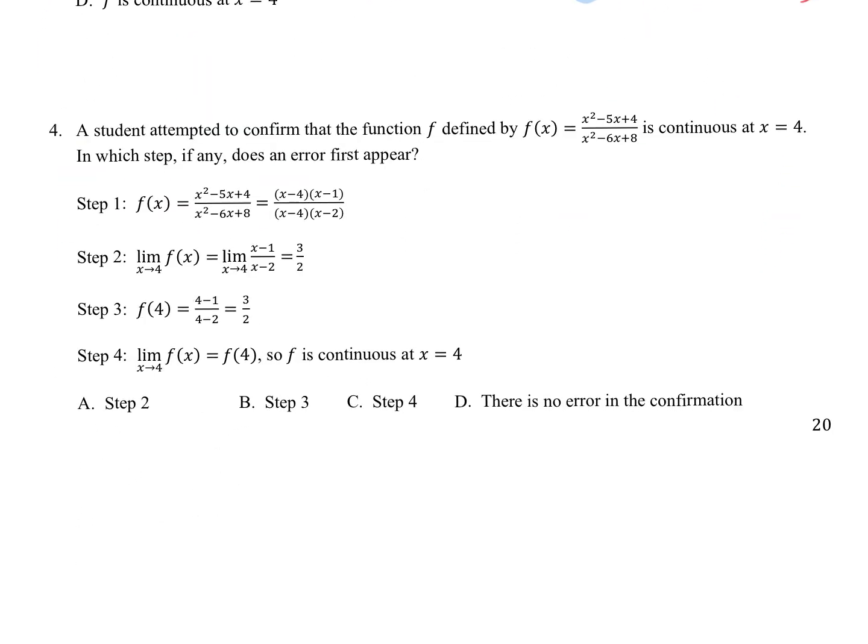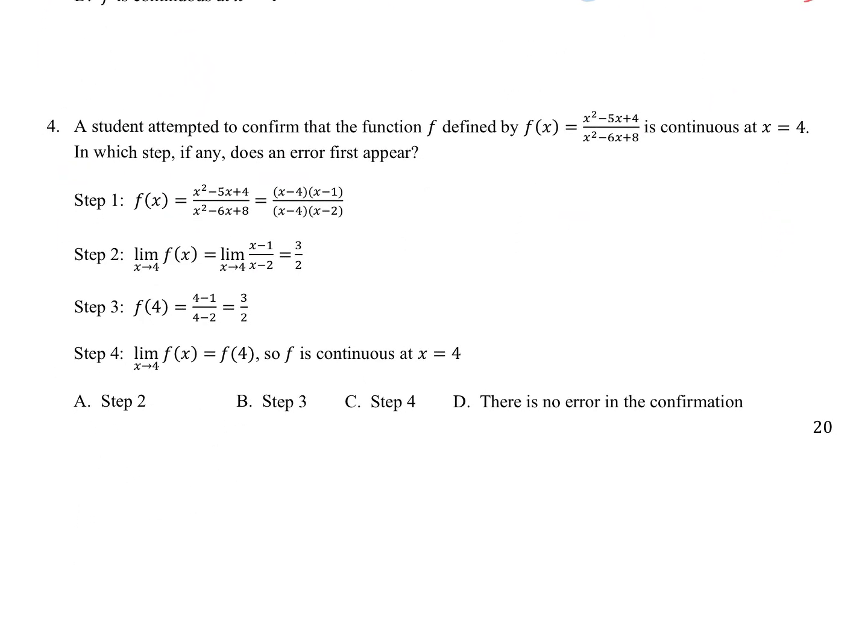Any errors that we see in this? A student attempted to confirm that this crazy function is continuous. Where does an error occur? Did they factor that top right? Does that multiply to be a positive 4, add to be a negative 5? Yes. Okay, what about the bottom one? Multiply to be an 8, add to be a negative 6? Right? Yes. I think that they're good.